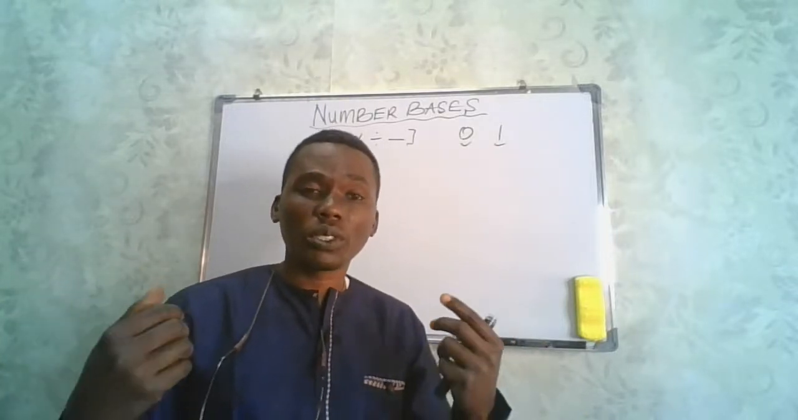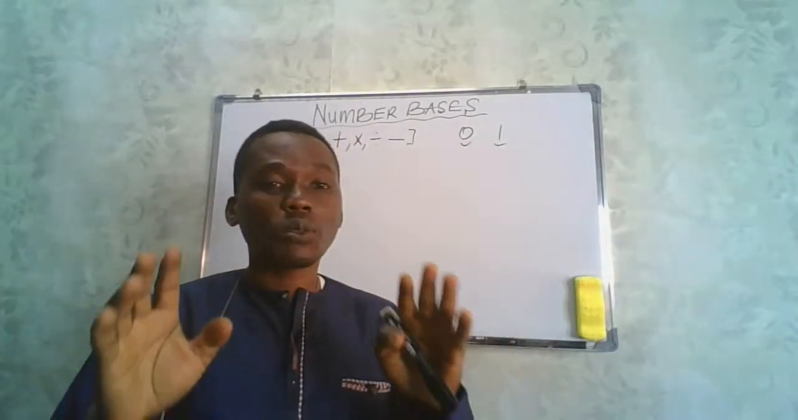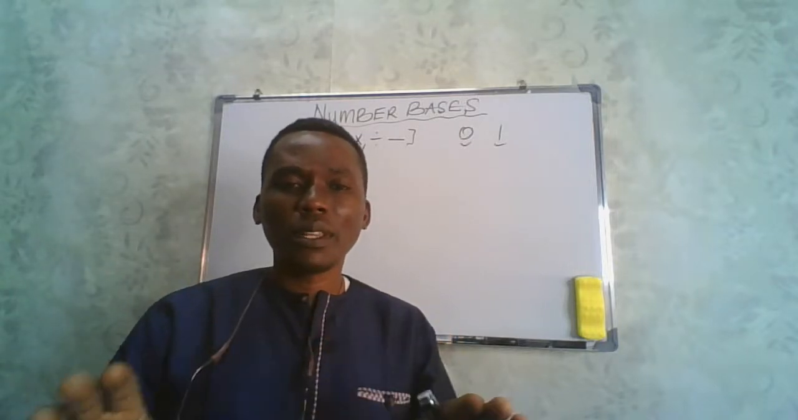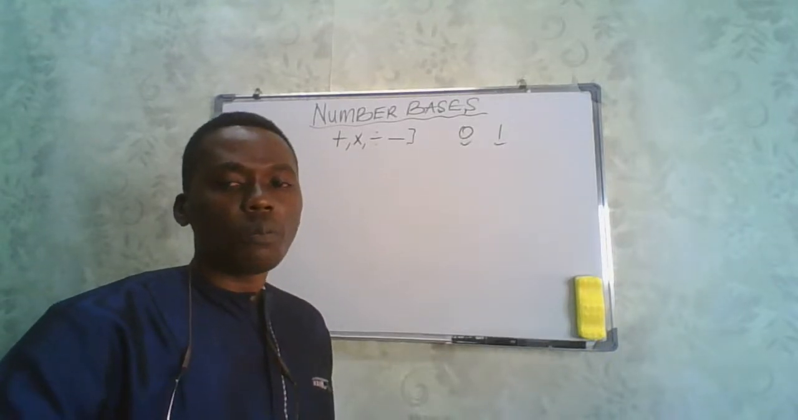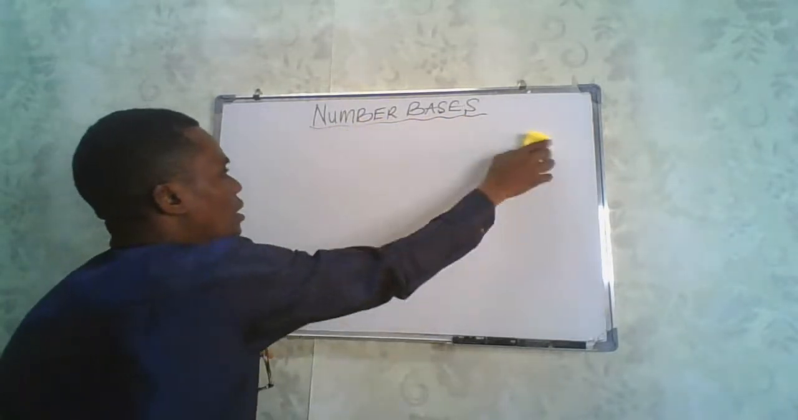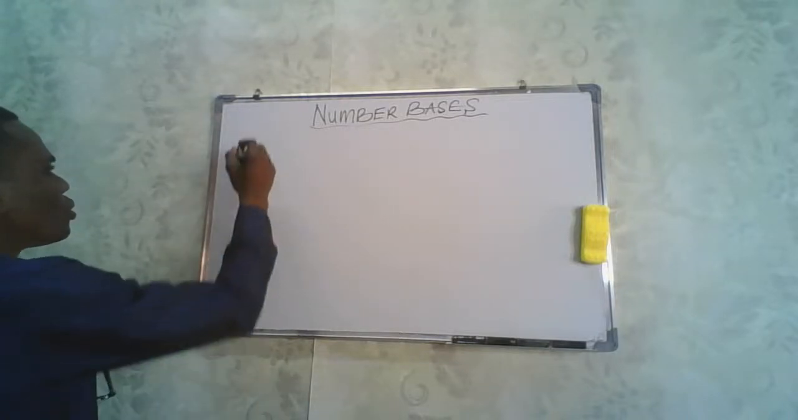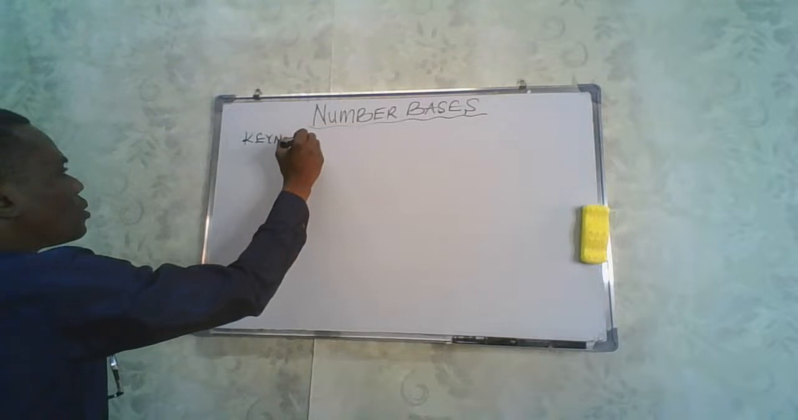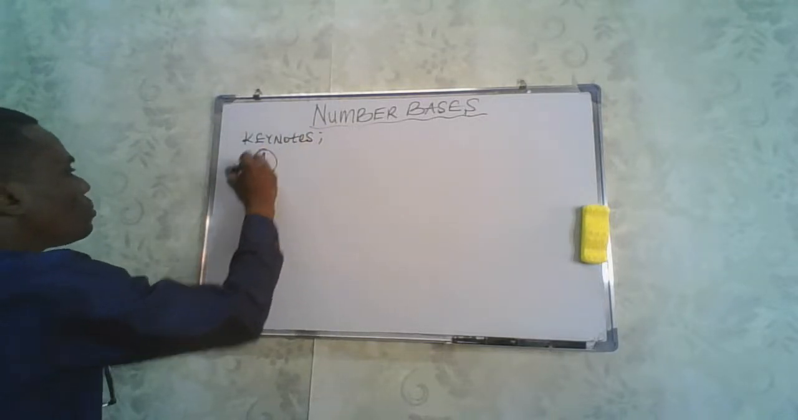Now we're going to take just five keynotes, and we are going to point at those five keynotes as we discuss today. Those five keynotes will help you understand everything you need to know on number bases. So the first thing we're going to look at is keynote 1. And what is keynote 1?